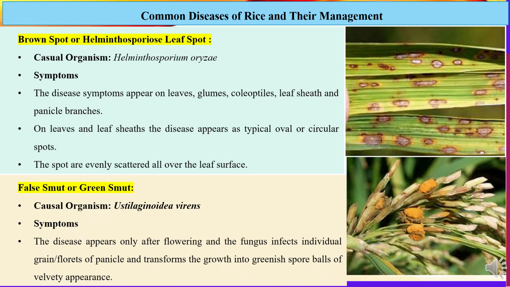Spray recommended fungicides, e.g., propiconazole or mancozeb, when symptoms first appear. 4. False smut, green smut. Causal organism, Eustilaginoidea virens. Symptoms. Occurs after flowering, affecting individual grains in the panicle. Infected grains are transformed into greenish, velvety spore balls that enlarge over time. Smut balls may later turn yellowish or orange as they mature.